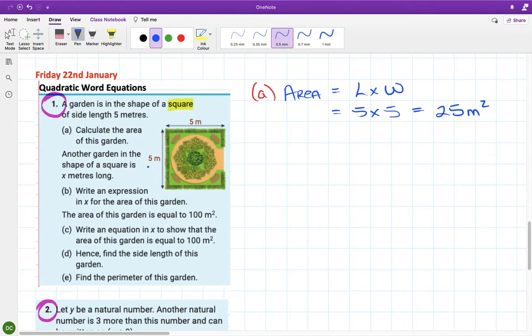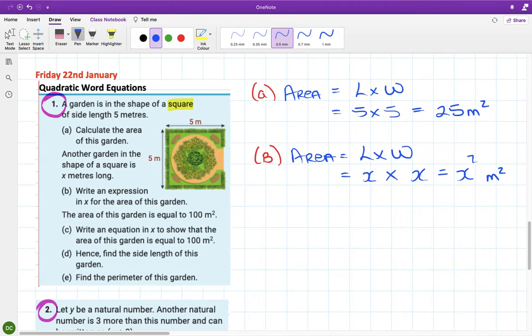Another garden is in the shape of a square, and this is x meters long. Part B asks, write an expression for the area of this garden. The area is still a square, so it's still going to be length by width, but this time it's x multiplied by x, which is x squared meters squared.